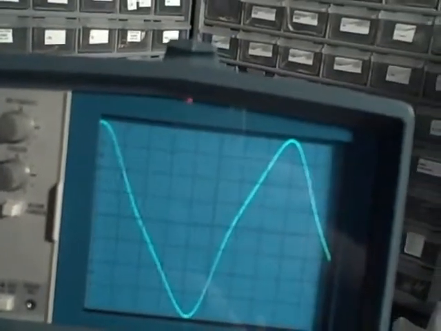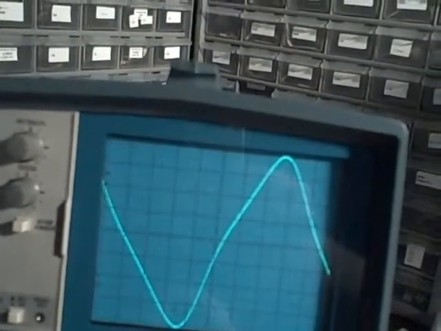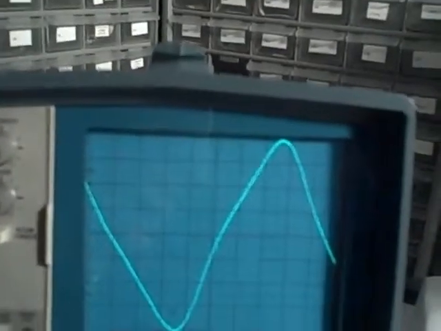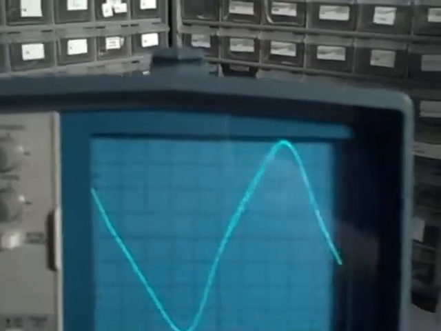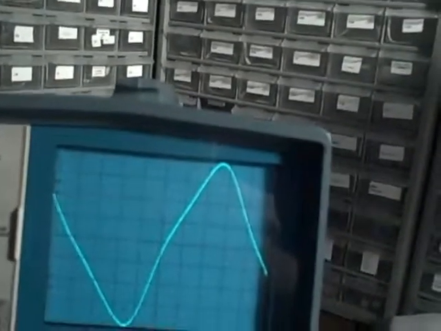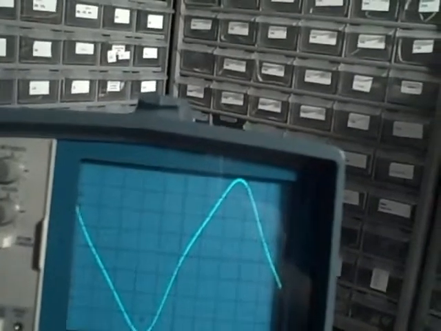And then we have a times 10 knob here, which if we rotate it, it's supposed to expand us by a factor of 10. And what we notice is that our triangle wave is not linear at this high frequency, and it's not the scope's fault, it's my generator.